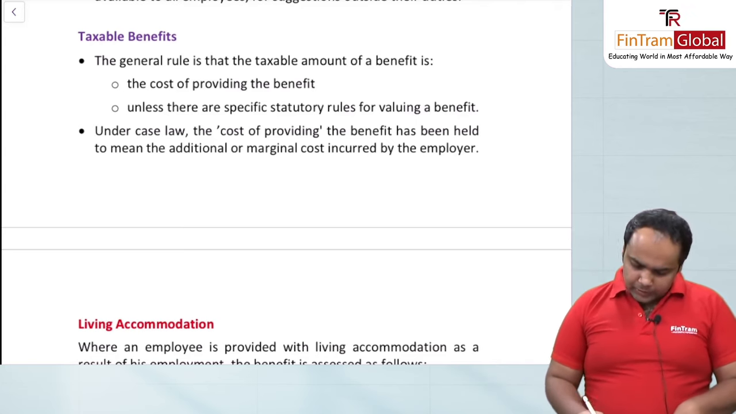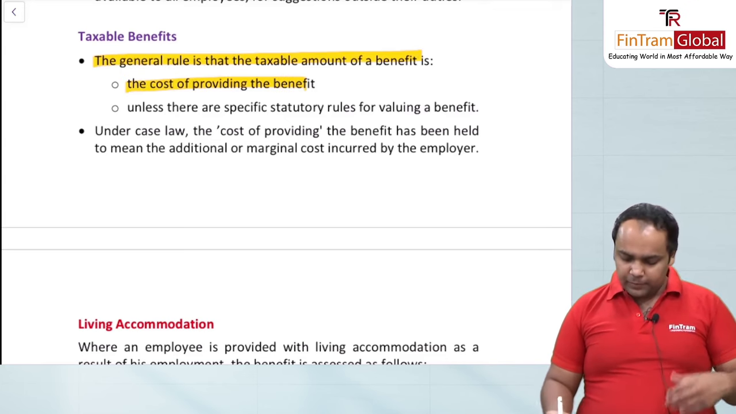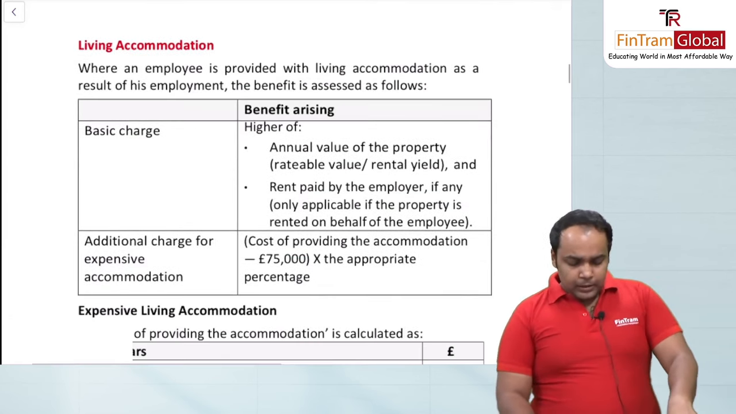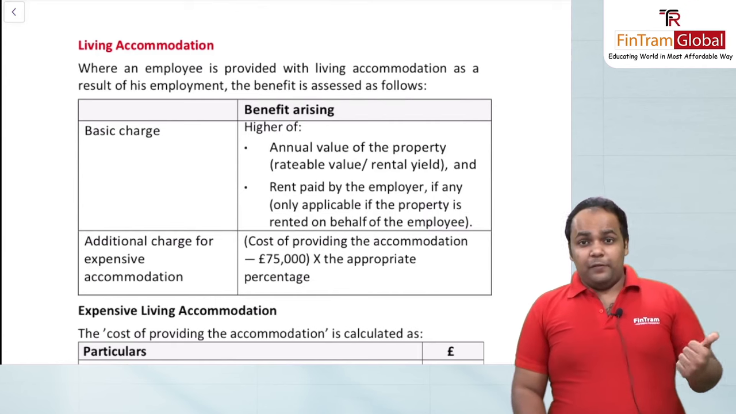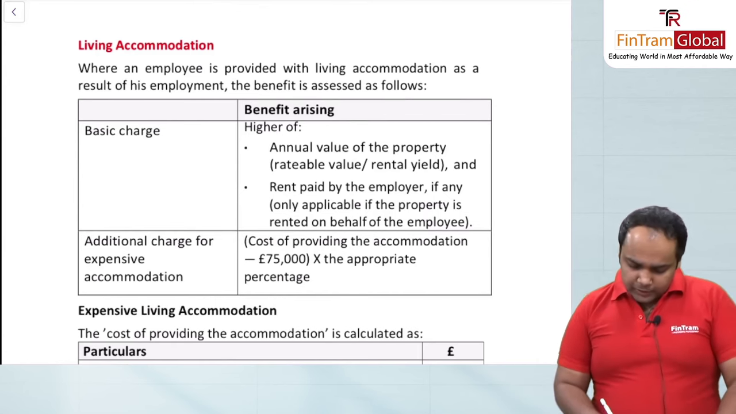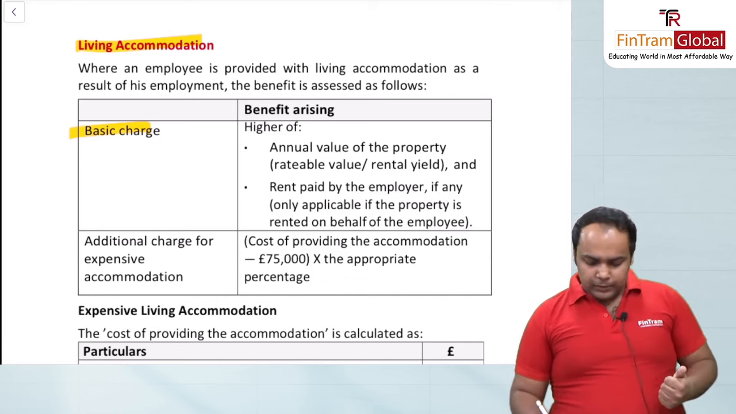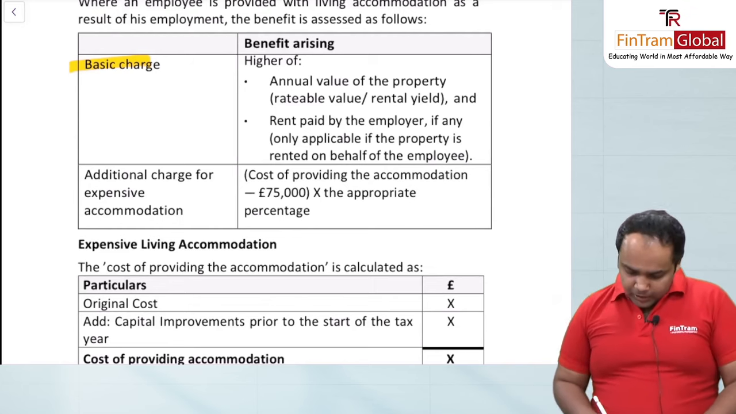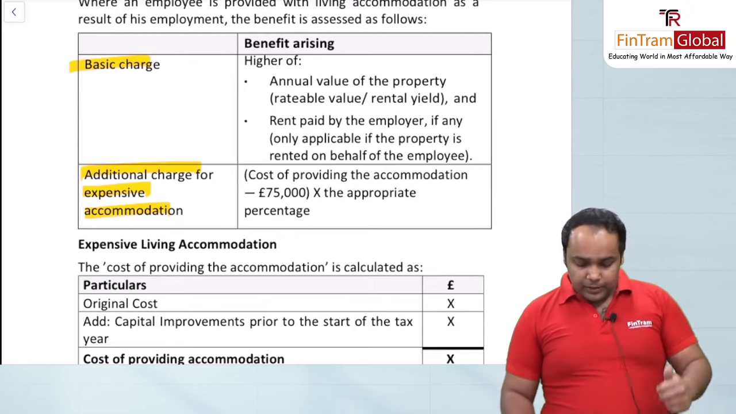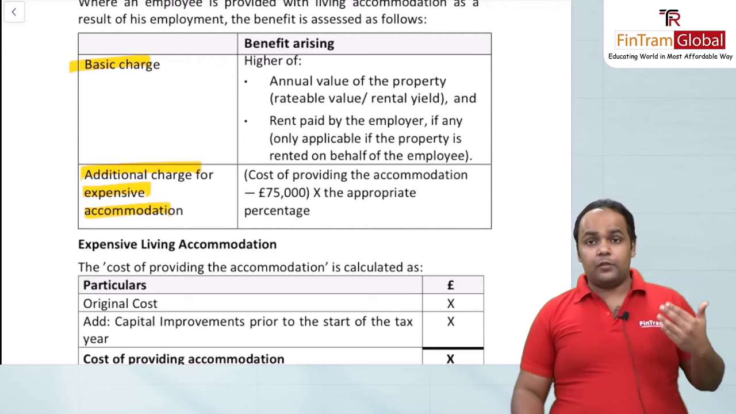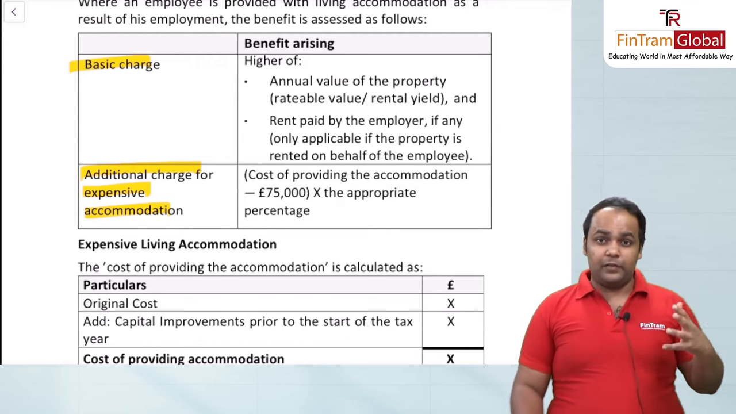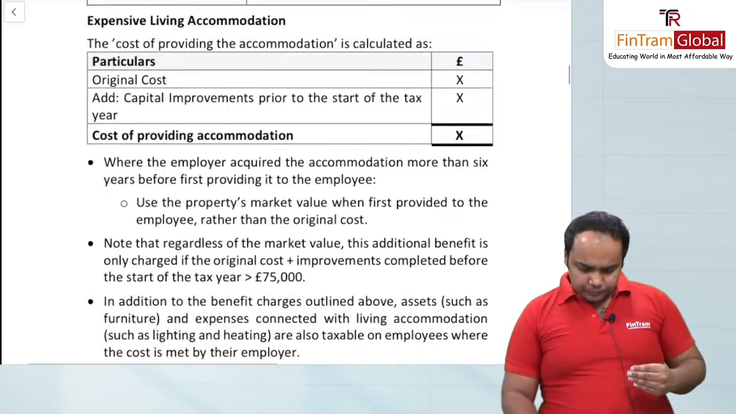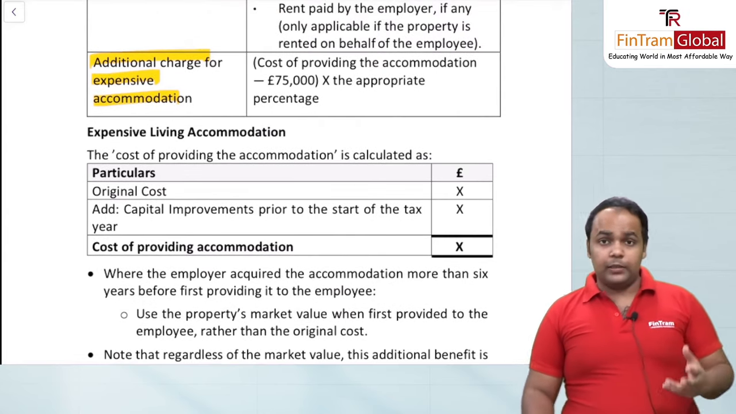Taxable benefit, as we learned, is that the taxable amount of benefits is the cost of providing the benefit by the employer, unless there are of course specific rules to govern that benefit. Now, a few major benefits that are taxable include living accommodation, where there is a basic charge based on the higher of annual value of the property or rent paid by the employer, and an additional charge for expensive accommodation, where the excess of the cost of providing accommodation over 75,000 is multiplied by the appropriate percentage to get the additional charge.